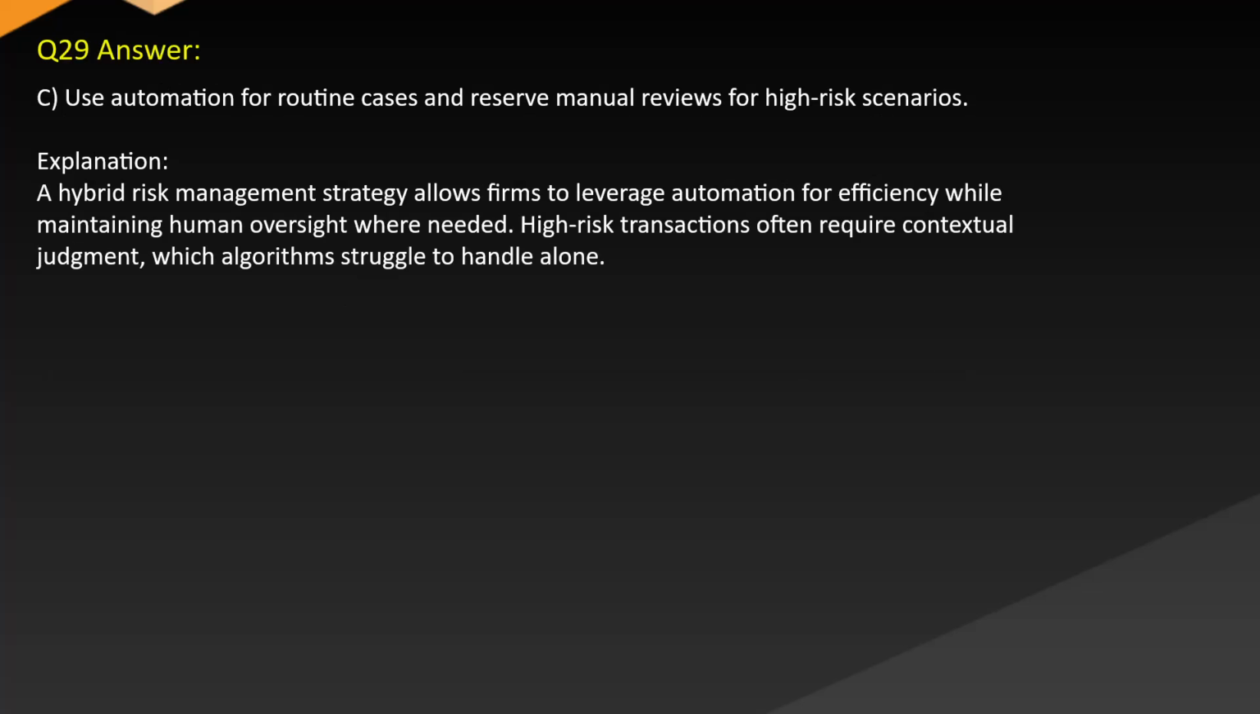Answer. C. Use automation for routine cases and reserve manual reviews for high-risk scenarios. Explanation. A hybrid risk management strategy allows firms to leverage automation for efficiency while maintaining human oversight where needed. High-risk transactions often require contextual judgment, which algorithms struggle to handle alone.